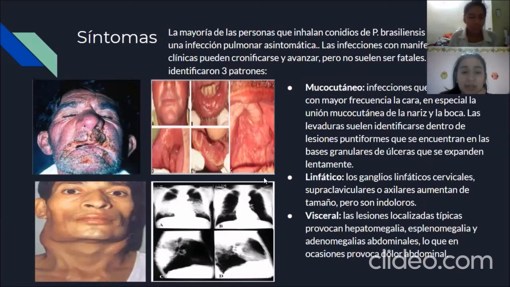Visceral: typical localized lesions cause hepatomegaly, splenomegaly, and abdominal adenomegaly. Sometimes they cause abdominal pain. The main reason for a patient to visit the doctor is significant weight loss in a short period of time, asthenia, and feeling tired during daily activities.